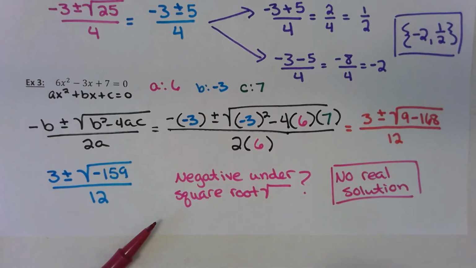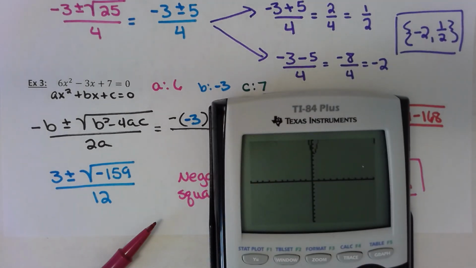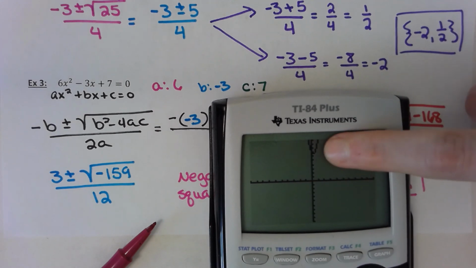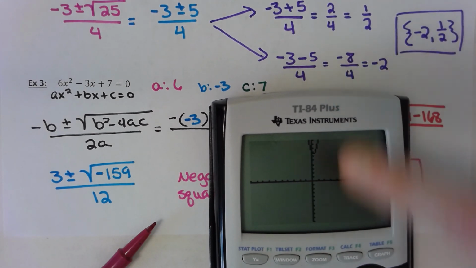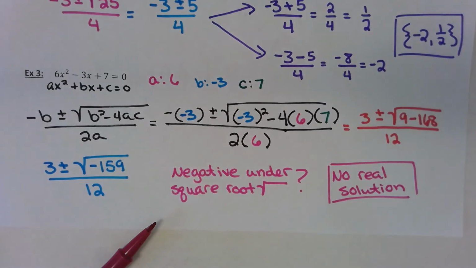Now, I do want to show you what this would look like if I graphed it, because I want you to understand why it doesn't have any solutions. If I graph this, you can see a little bit of my quadratic right up there at the top, which means the arrows are going up, so they are never going to cross the x-axis, so we don't have any x-intercepts or solutions.